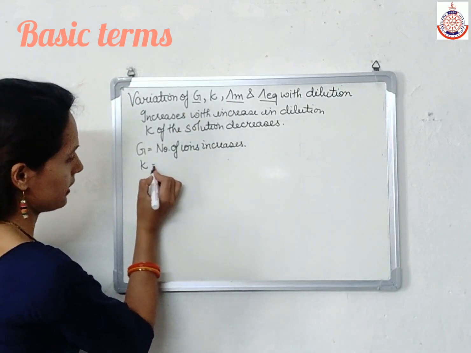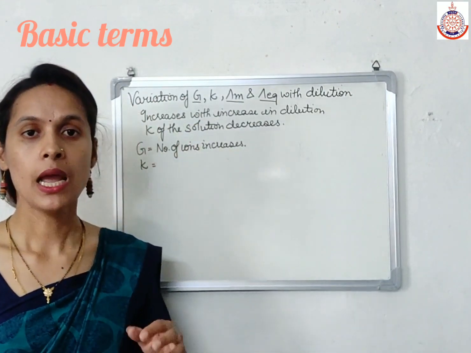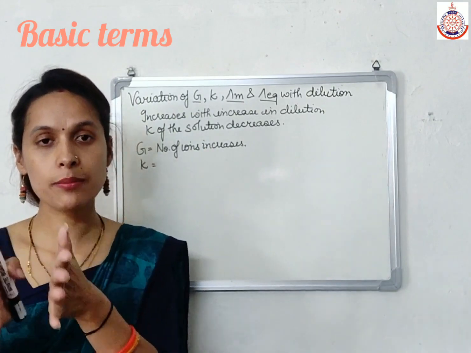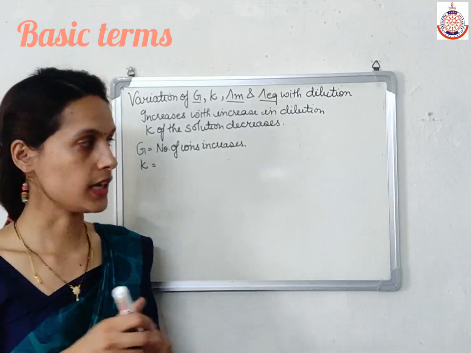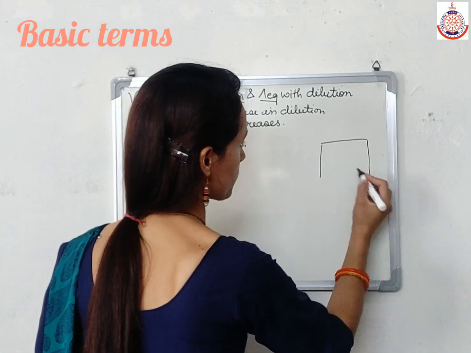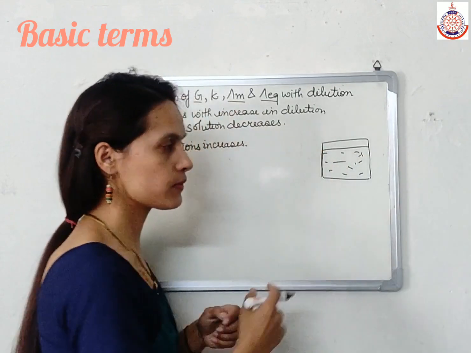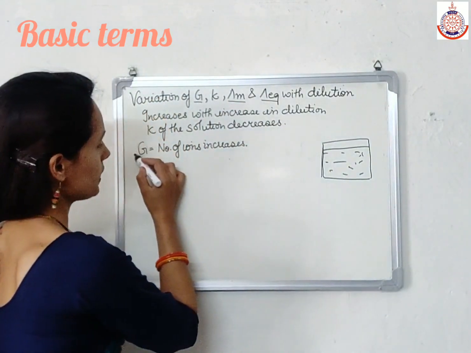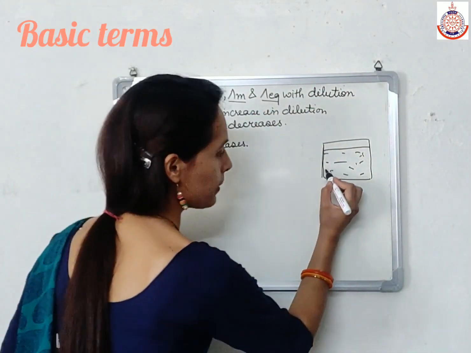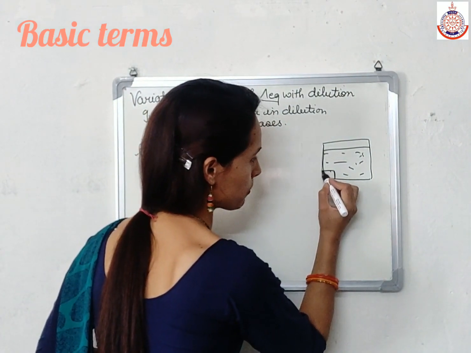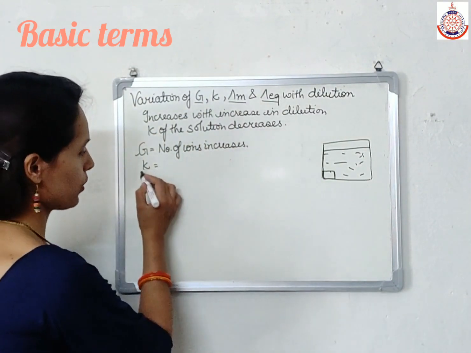If I talk about K, now what is K? K is specific conductivity. What is specific conductivity? Means conductivity of 1 centimeter cube. Conductivity at 1 centimeter cube is known as specific conductivity. Suppose I have a beaker. Now up to this point the solution is filled in it. So overall conductivity is known as G. The overall conductivity of the solution is known as G. But if I am dealing with the conductivity of a specific portion, conductivity of 1 centimeter cube portion, then it is known as K.